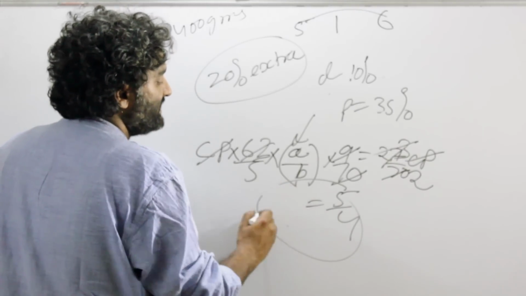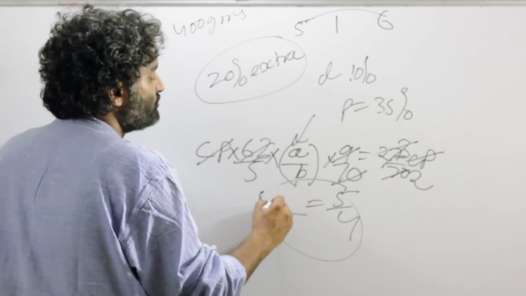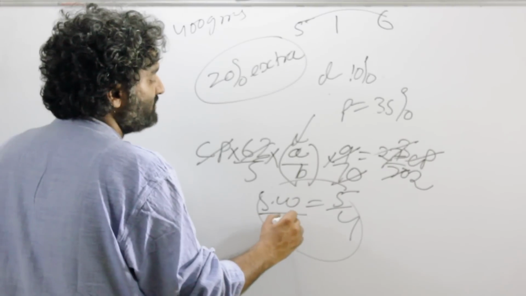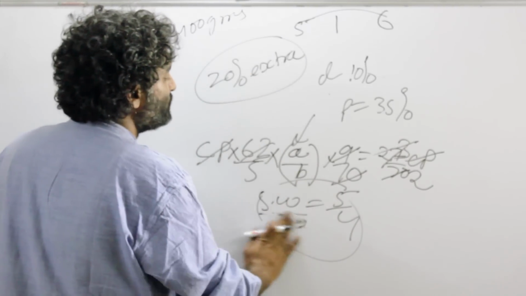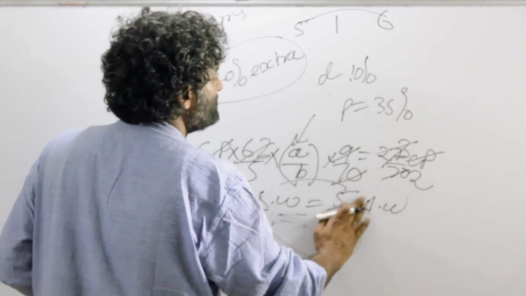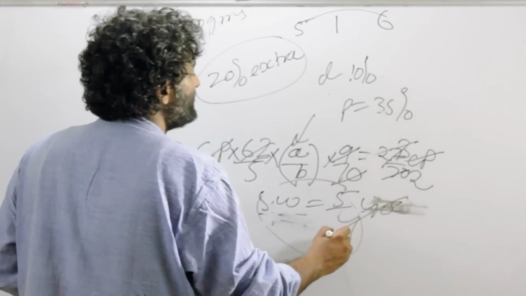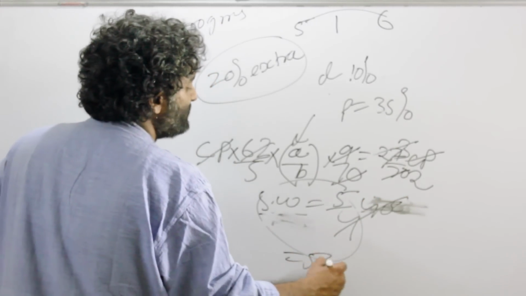Or in this case, A would be the shown weight and B would be the actual weight. You know the actual weight is 400 grams. Shift the actual weight here, put 400 here. This gets cancelled, you get the shown weight as 500 grams.